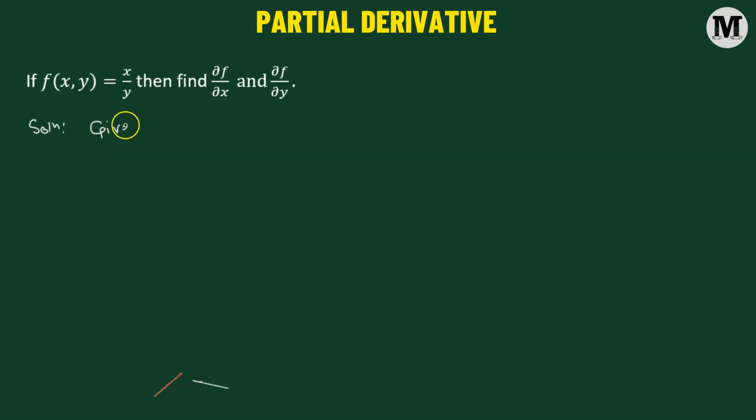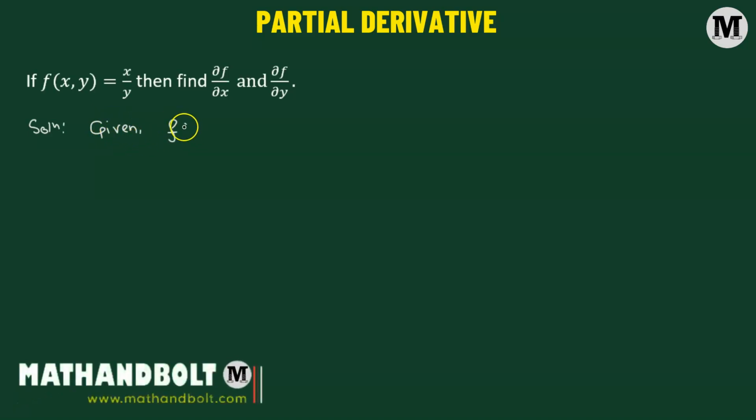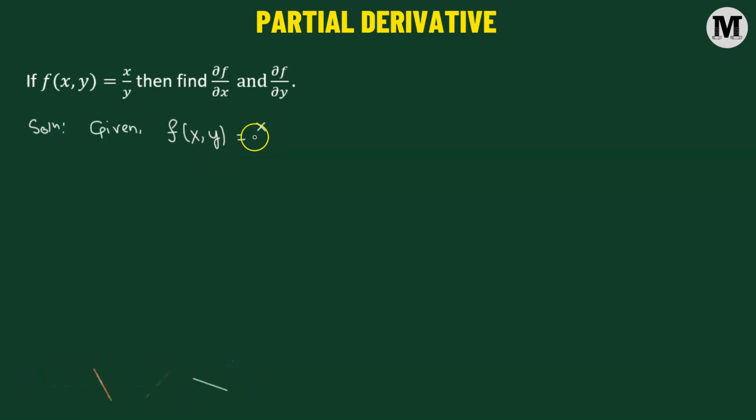So here we are given the function f, which is a function of two variables, x and y. It's given by x over y. We'll take the partial derivative on both sides with respect to x. So we have partial with respect to x of x over y. Now, since we are taking the partial derivative with respect to x, here only x is the variable. Y is going to be treated as a constant.